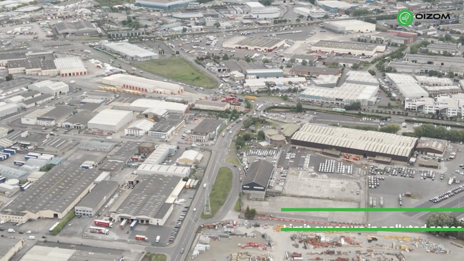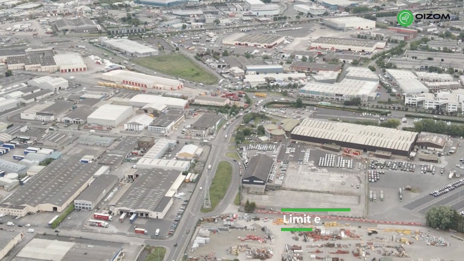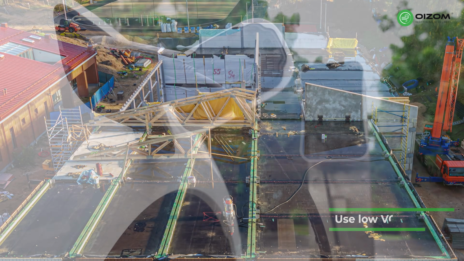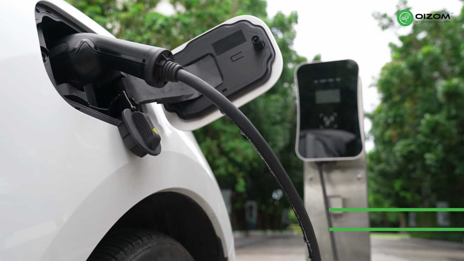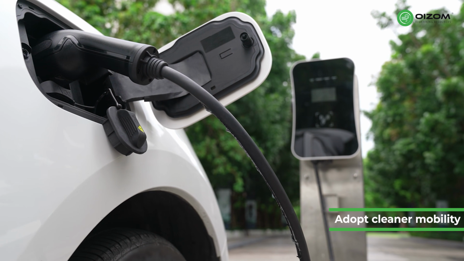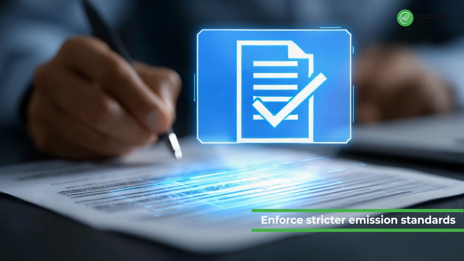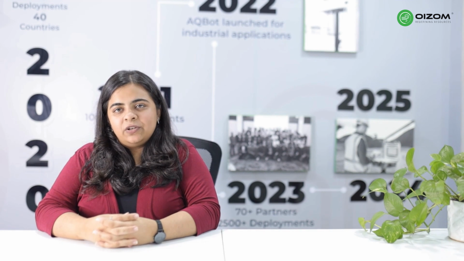For outdoor environments, limit exposure in high traffic or industrial zones. Use low VOC materials in construction and maintenance. Support and adopt cleaner mobility solutions like electric vehicles. Encourage stricter emission regulations and compliance. While these steps help reduce exposure, effective control begins with accurate understanding. Which brings us to a critical question: how do we measure TVOCs?